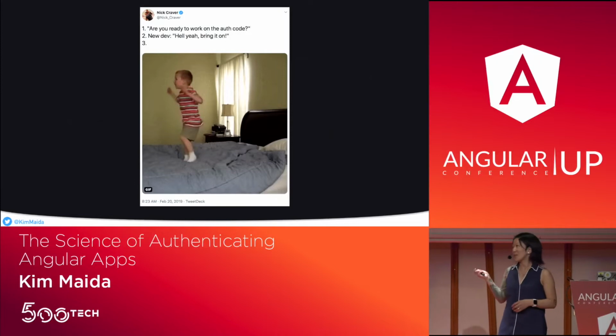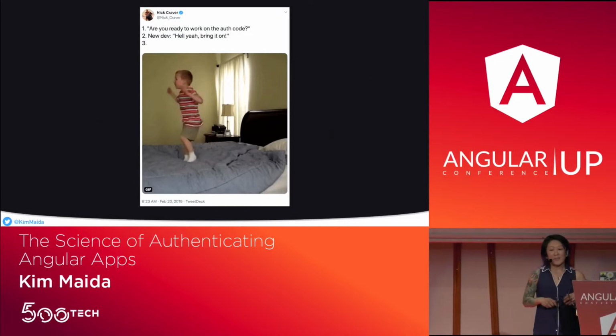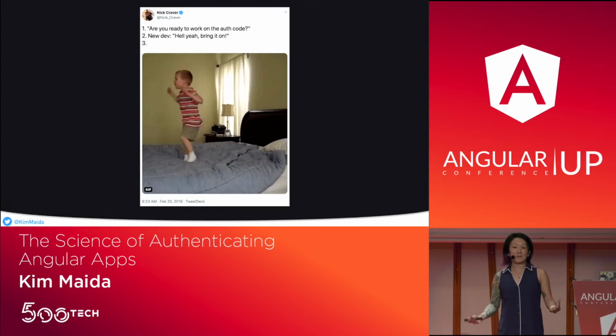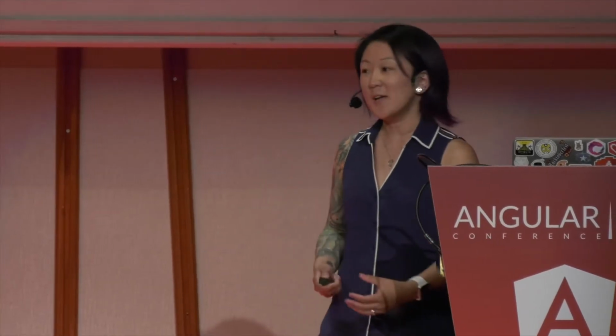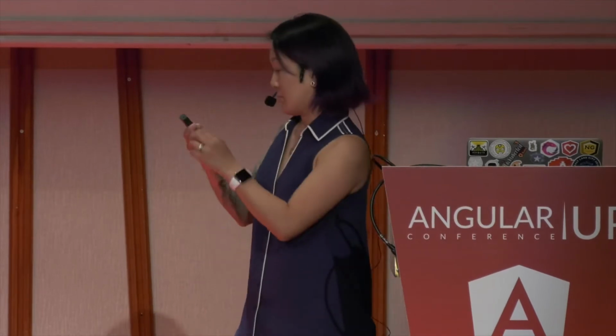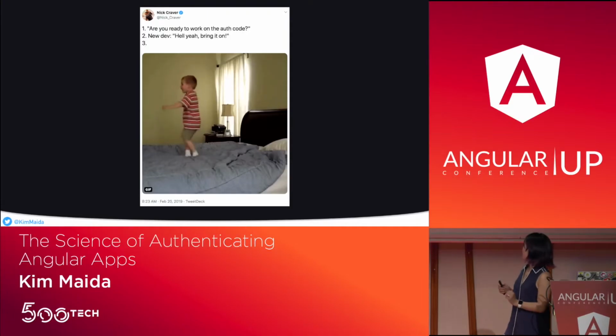Now this is a tweet that I saw towards the beginning of the year. I think it sort of embodies a lot of developers' experience with authentication. So you come onto a project, they say you're going to work on the authentication, you're like, yes, and then it looks something a little bit like this. It would help if I turn that on. Yep.